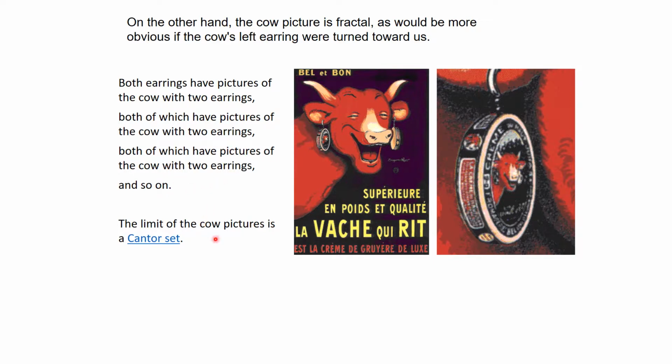So the limit of the cow picture is a Cantor set. That makes a Cantor set: a gap and then 2 objects. Within those 2 objects you have another gap and 2 objects. Within that you have a gap and another 2 objects. So this is equivalent to a Cantor set. So those are some common mistakes people make when they study fractals, or when they need to identify fractals. It is very common to make these mistakes, and you need to be careful in identifying.